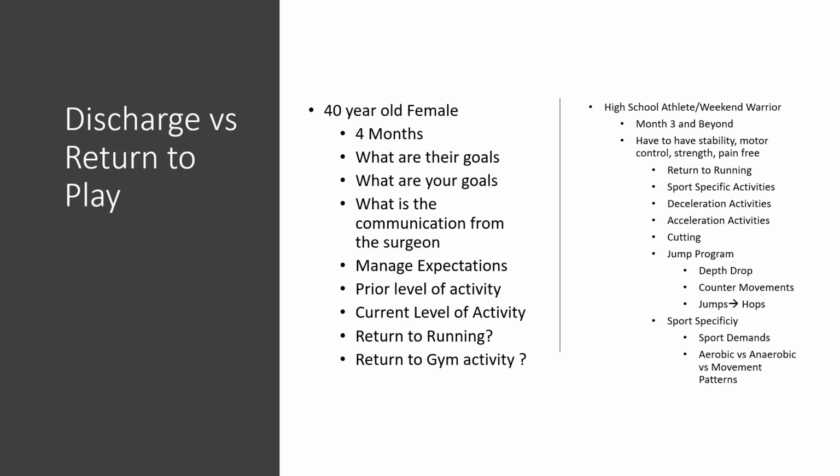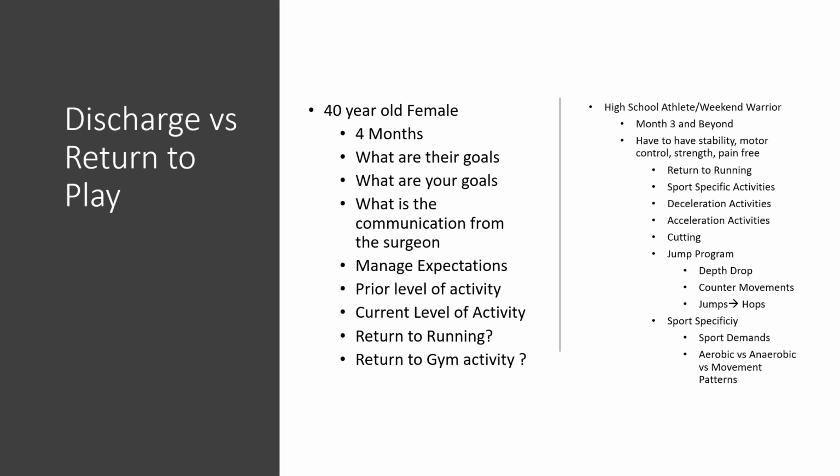If it's a high school athlete or even a weekend warrior, month 3 and beyond, it's go time. If they have the right strength, the stability, the motor control, the hypertrophy, and they're pain-free, it's time to get it. It's time to get back to the return to running program and your sport-specific activities. Make sure that they can decelerate before you start teaching them to accelerate. You want to get them back into your cutting and your agility programs. You want to get them back into that jump program like I mentioned before at 4 months.